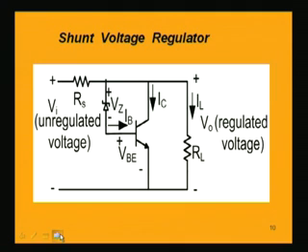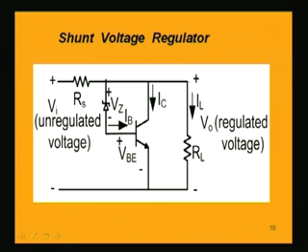Other type of voltage regulator which is there is the shunt voltage regulator. In the shunt voltage regulator, as the name is shunt, the immediate thing that comes to mind is that it is shunting away some current. That is exactly what is happening if we look into the circuit having the shunt voltage regulator. We are having a diode as well as a transistor, the Zener diode as well as transistor here also.